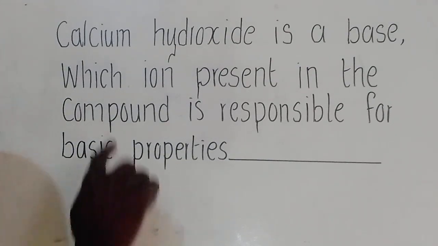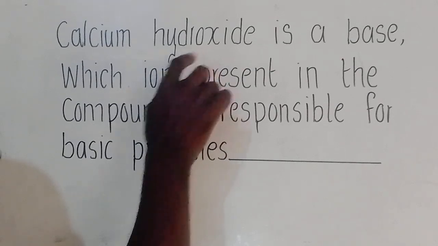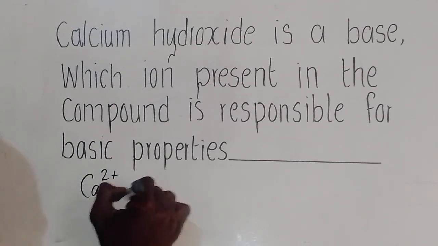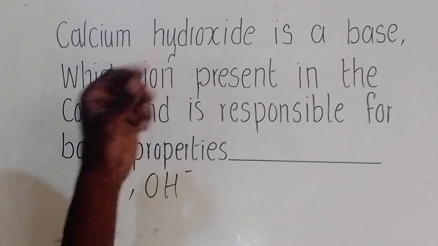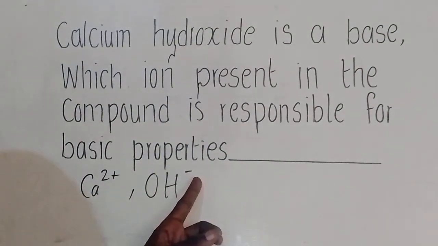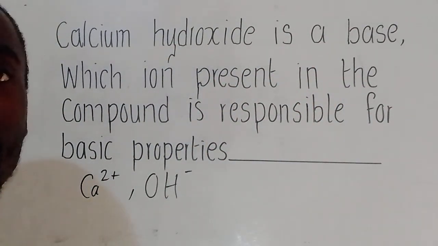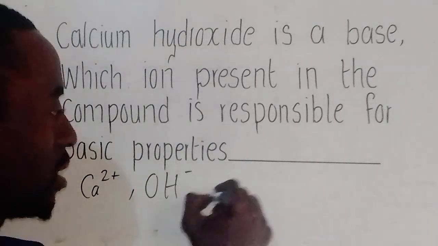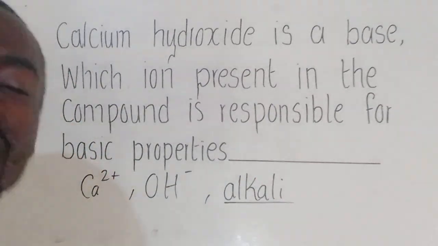Now, okay, now the question is saying which ion present. Now you need to understand that when this substance dissolves in water, it's going to produce calcium ions and what? Hydroxide ions. Okay, so when this substance dissolves in water, it produces calcium ions and hydroxide ions. Now when we come back to a base, remember what I said about a base. Now a base which can dissolve in water, we call it alkali.